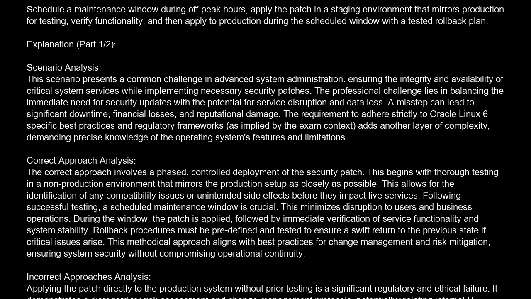Following successful testing, a scheduled maintenance window is crucial. This minimizes disruption to users and business operations. During the window, the patch is applied, followed by immediate verification of service functionality and system stability. Rollback procedures must be predefined and tested to ensure a swift return to the previous state if critical issues arise.